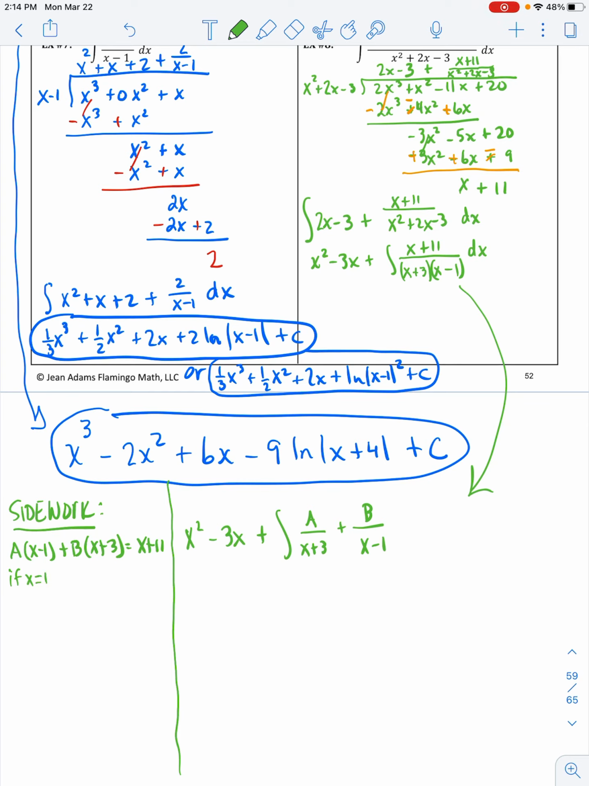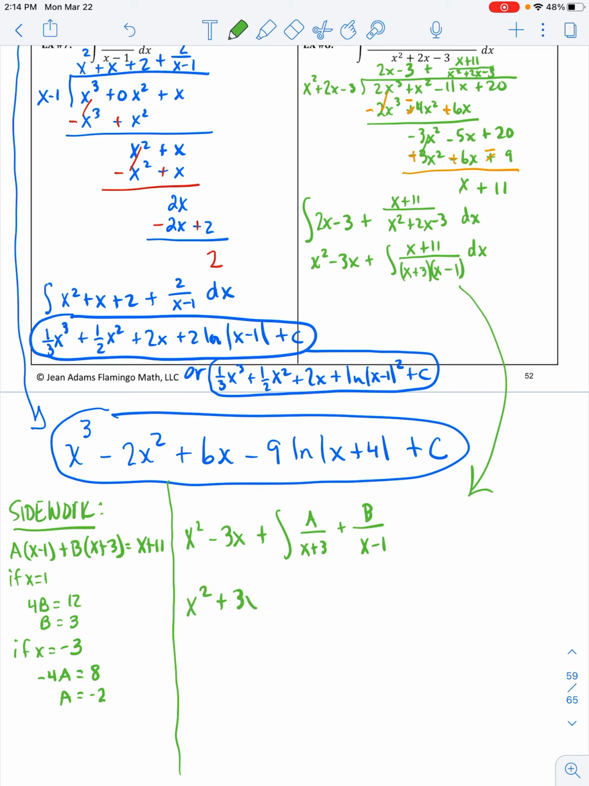And so if x is 1, then I have a goes away. I get 4b equals 1 plus 11. And so my b is 3. If x equals negative 3, my b goes away. I have negative 4 times a equals 8. So a is negative 2.